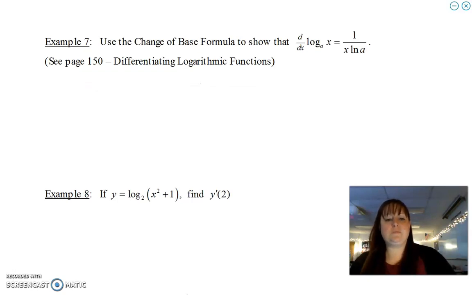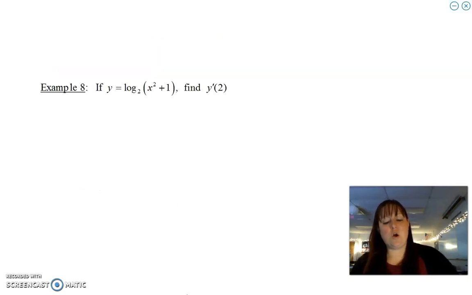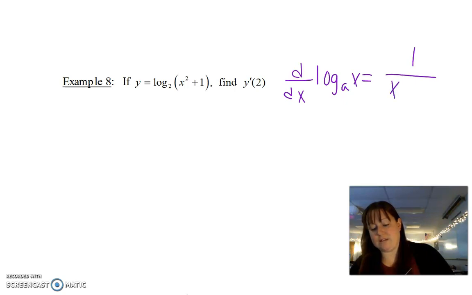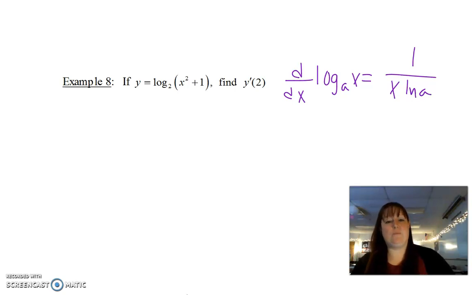So, this is another proof, and I'm going to do example 8 first, and then I'm going to come back to the proof, so it's okay if you don't want to, because I know proofs sometimes just trip people up and they get so confused because they get overwhelmed with all the extra math, okay? So, we know that the formula for a log is that the derivative of log base a of x equals 1 over x times ln of a, okay? So we know that. So let's just use that here. And we'll go back and see why it works.